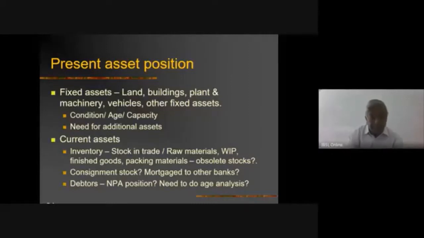Then there may be consignment stock. What is the meaning of consignment stock? It is stock given by the supplier or manufacturer to this enterprise for them to sell and pay. But here the enterprise can show it as a current asset, which increases the current asset value. So if there is any consignment stock, you have to separate it from the current asset position.